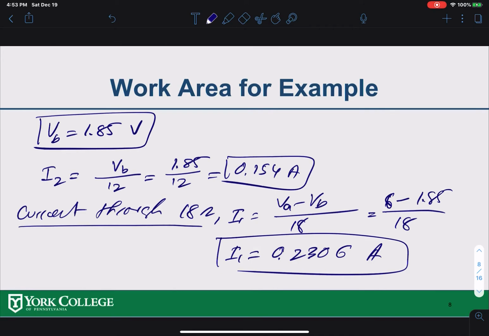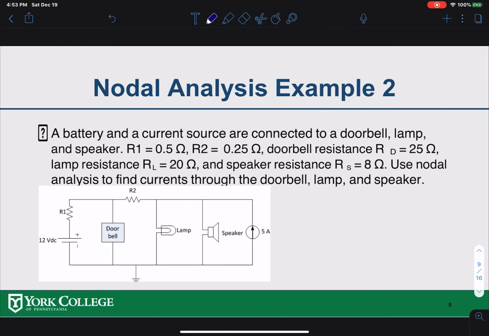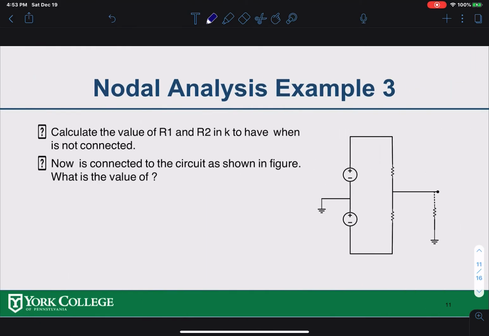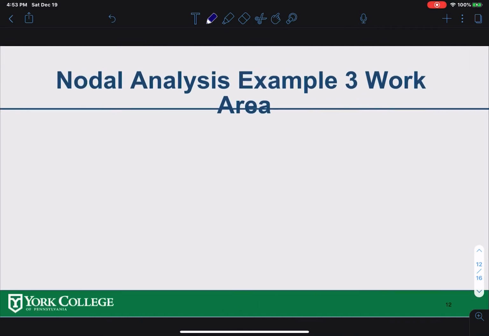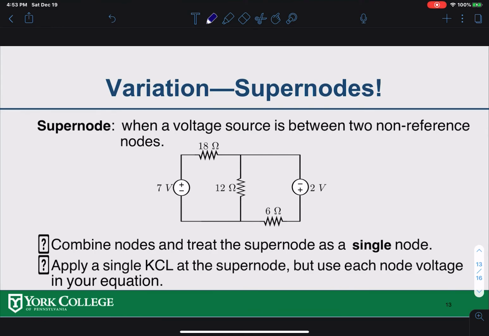All right. And we'll solve this problem in the class. And also, we're going to solve this problem in the class also. So all the other problems here, we'll do those as well.